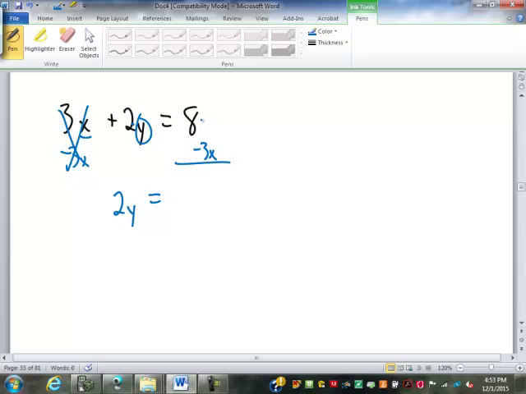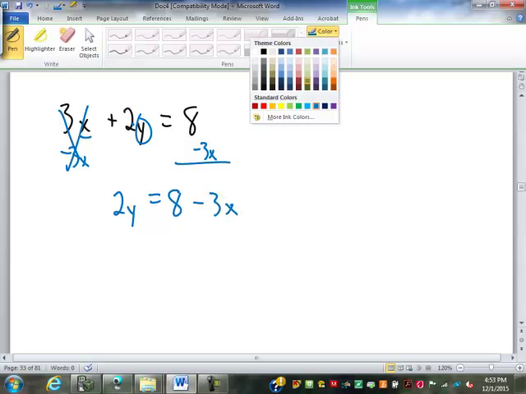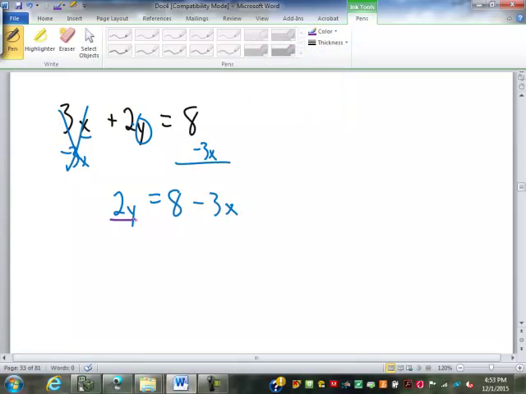Can I subtract it from the 8? No. So what I end up with is 8 minus 3x. I can't really combine anything. I still have to do it to that side, but there's nothing I can combine it with. Now what? Divide by 2 makes that go away, leaving me with y. Dividing by 2 over here, what do I get? Perfect. 8 divided by 2 is 4. Negative 3x divided by 2, negative 3 over 2, x.